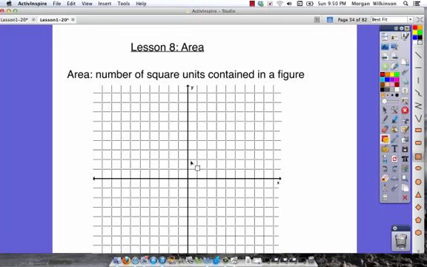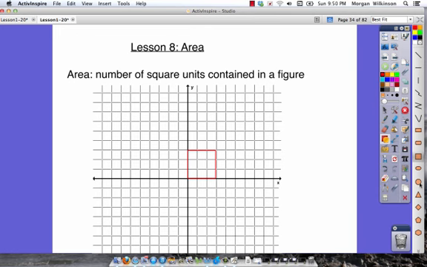Lesson 8 is about area. An area is technically the number of square units contained in a figure. If we wanted a picture of that, we could take the coordinate plane here, put a square on top of it, and we could see that within this square there are approximately 3, 6, 9 square units. So our answer would be 9 square units for the area of this square.